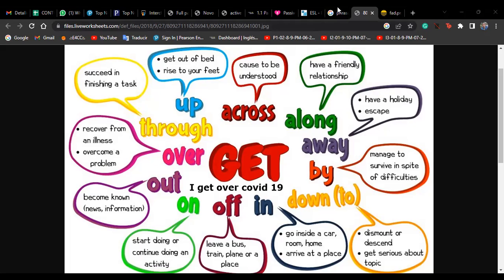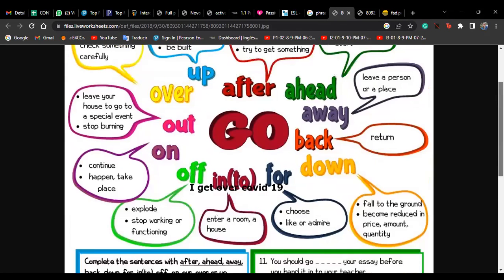Let me see. We are going to use the verb go. So let me go with the verb go. Let me open the picture. Just let me copy the picture and I will send the picture in WhatsApp. One second, please. Okay, let me go over here. Let me go with this. Okay, we are going to talk about the verb go.